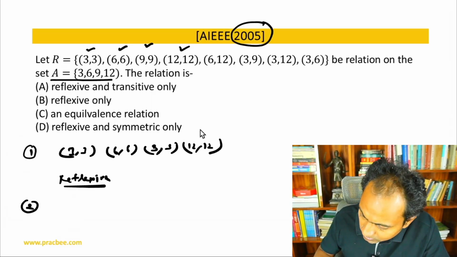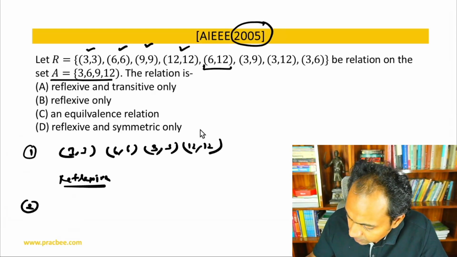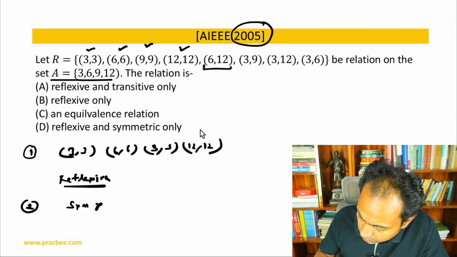The reflexive part we have done. Now let us move towards symmetric. You can see that there is (6, 12) but not (12, 6). So symmetricity is not there.